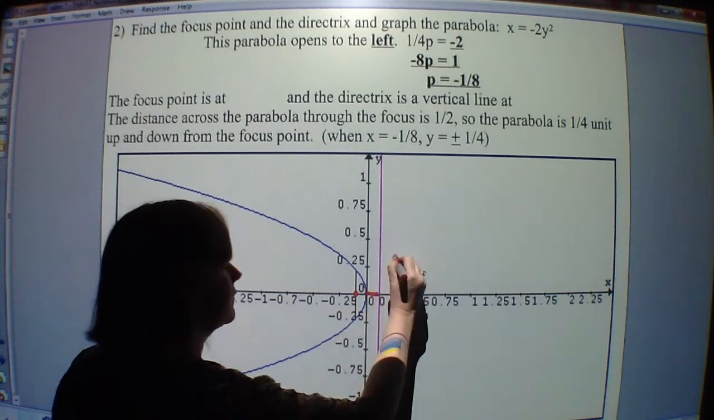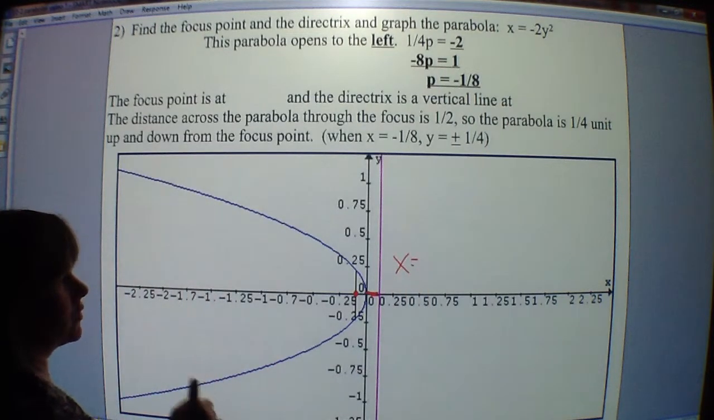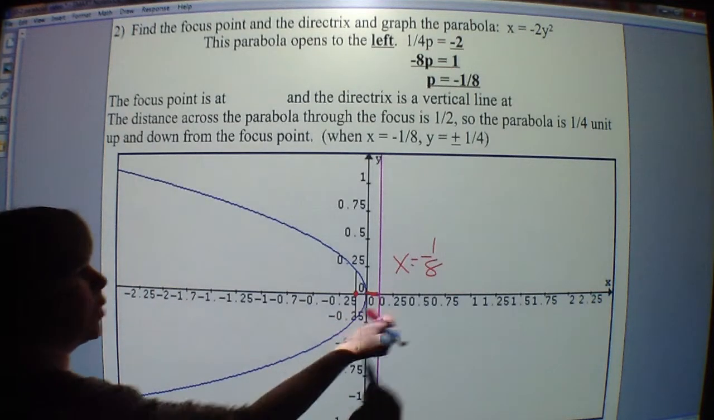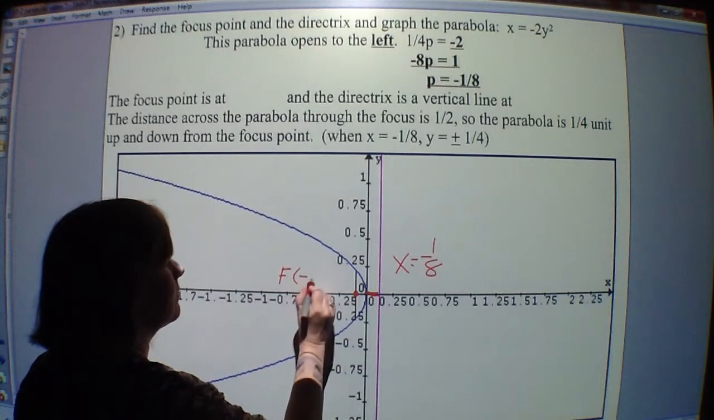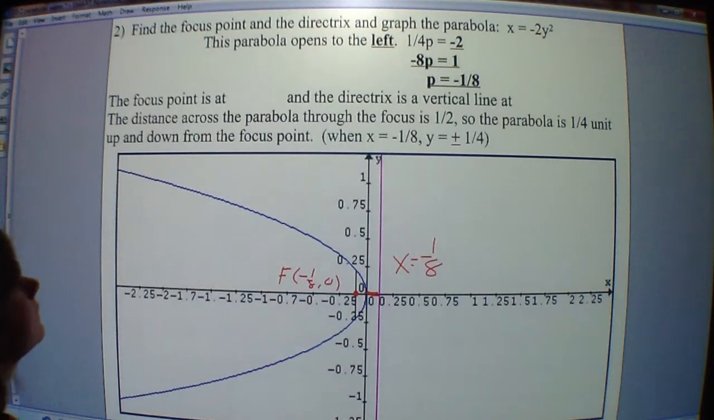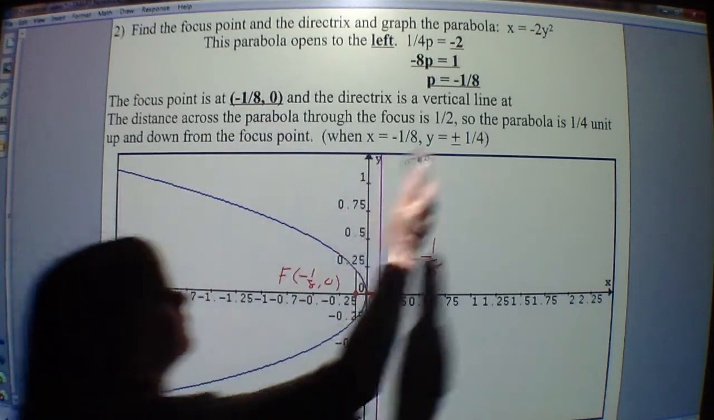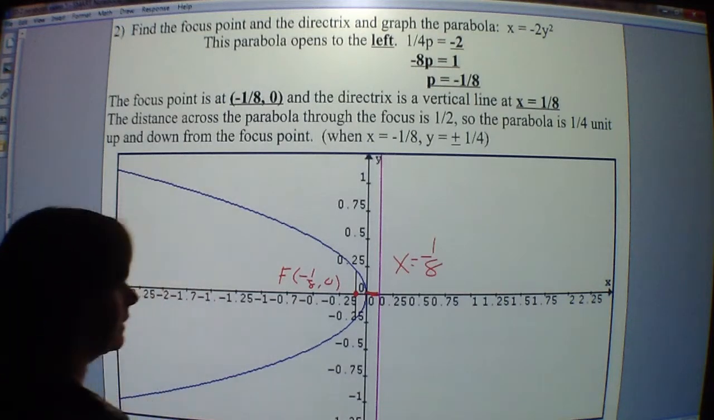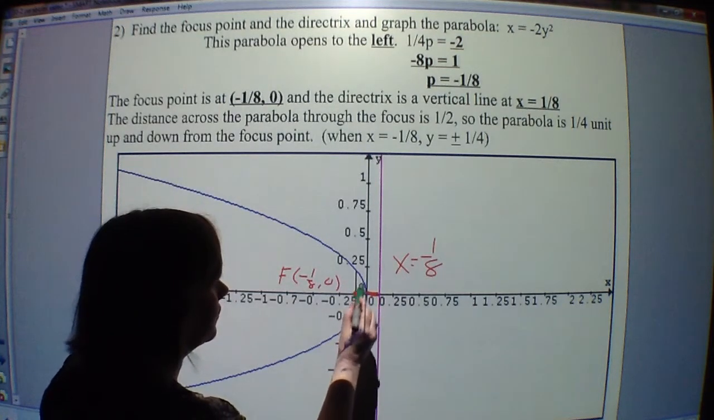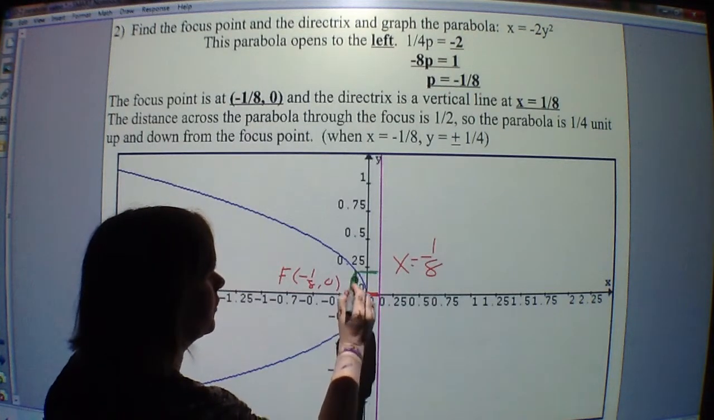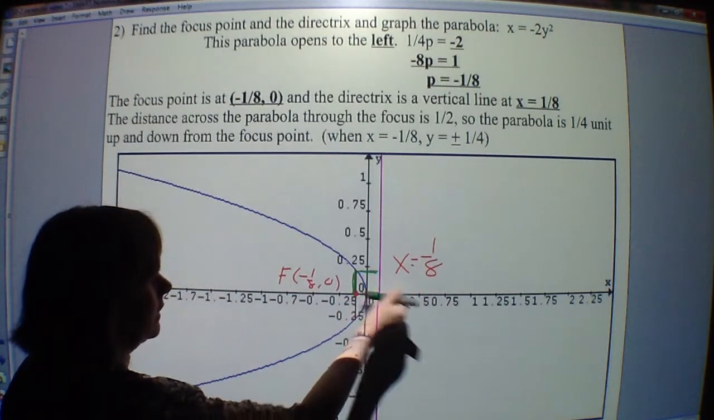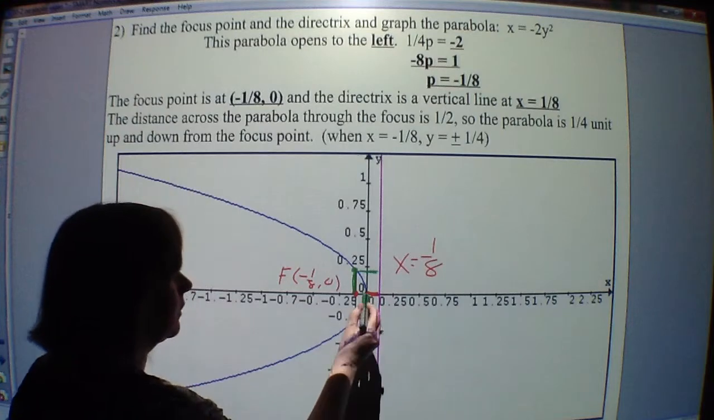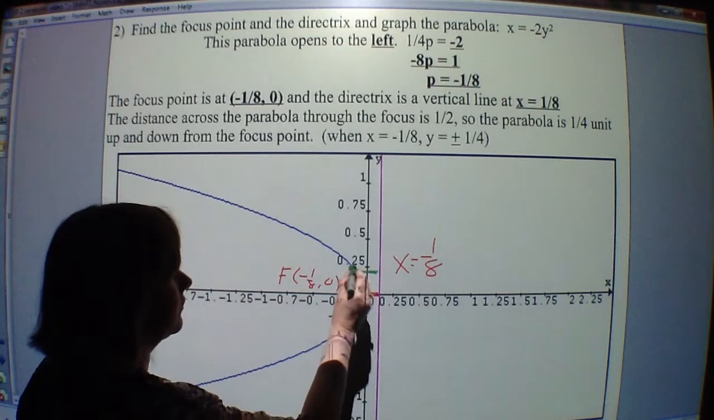So that's 1/8 positive. A vertical line is x equals, so x equals 1/8 is the directrix. 1/8 to the left will give me my focus point, so it's (negative 1/8, 0) for my focus point. And that's what I have right there. Okay? I know that this is an eighth and this is an eighth, so this is 1/4, and this is 1/4. So if I go an eighth over this way and a fourth up, I can put a point. If I go an eighth this way and a fourth down, I can put a point. And so now I have 3 points for my parabola. Basically, draw the parabola.